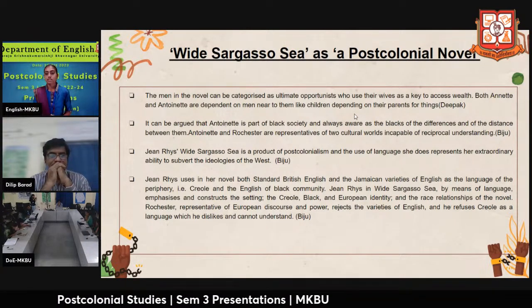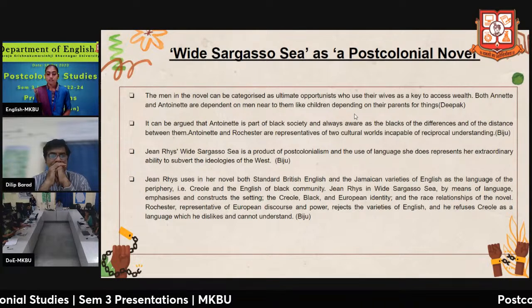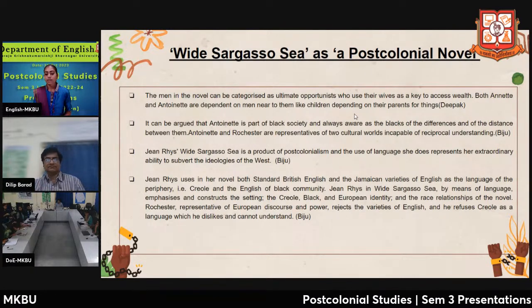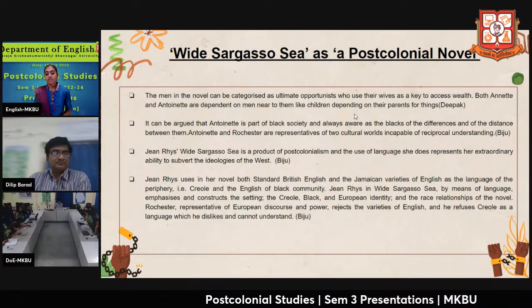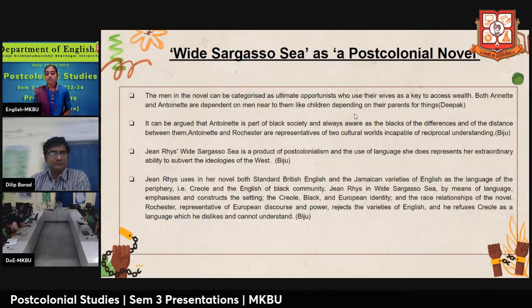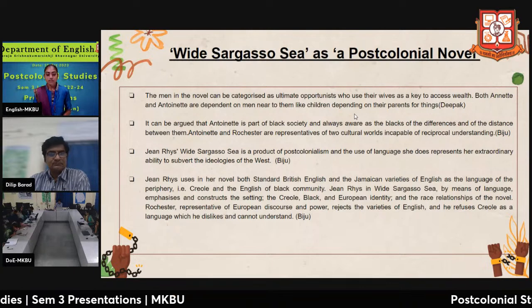The race relationship of the novel. Rochester, representative of European discourse and power, rejects the variety of English, and he refuses Creole as a language which he dislikes and cannot understand.